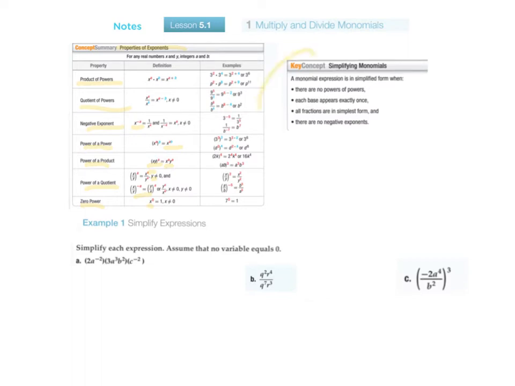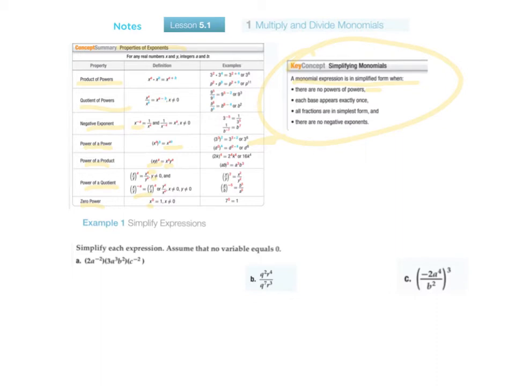The other set of rules we need to know is simplifying monomials. There are 4 things that you need to look for when you're trying to simplify, and they are: make sure you have no powers of powers. That means you have none of these right here. And then each base appears only once, all fractions are in simplest form, and there are no negative exponents. So we're looking for these things when we look at our problem.